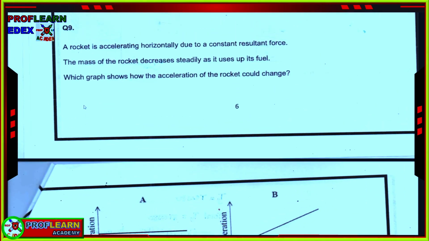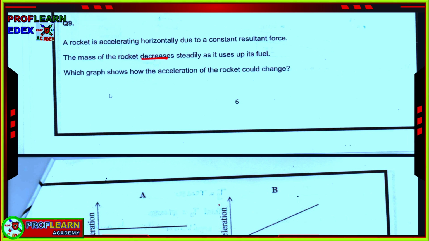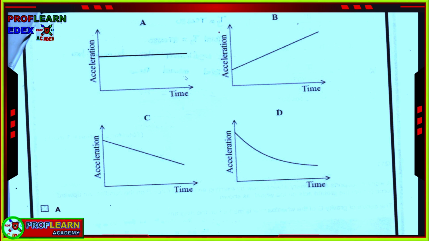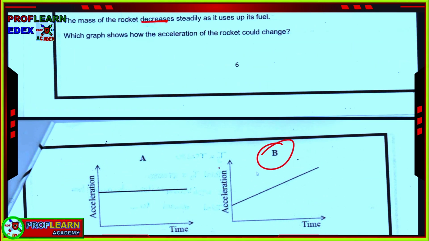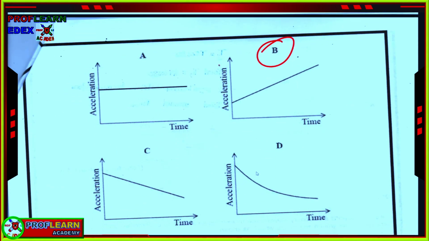A rocket is accelerating horizontally due to a constant resultant force. The mass of the rocket decreases steadily as it uses its fuel. Remember, as the mass is decreasing and the force is constant, it means acceleration is going to be increasing with time, and we're going to say our answer is B.